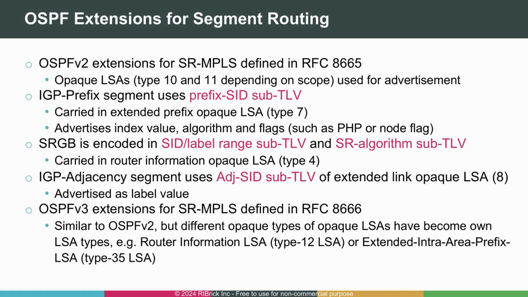OSPFv3 extensions for MPLS segment routing are defined in RFC 8666. The sub-TLVs mentioned earlier for OSPFv2 remain unchanged. The main difference is that the various opaque types in OSPFv2 have been replaced with separate LSA types in OSPFv3. For example, the router information LSA is no longer encoded within a Type 10 or Type 11 opaque LSA but has its own distinct LSA type.